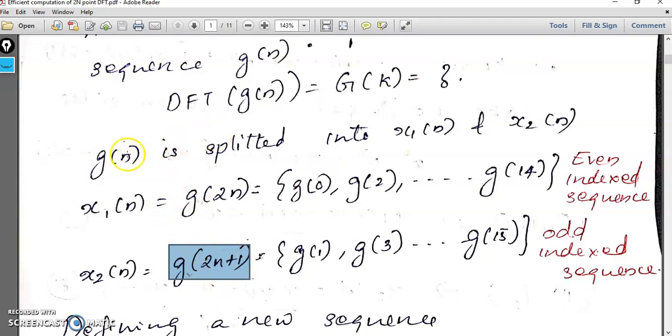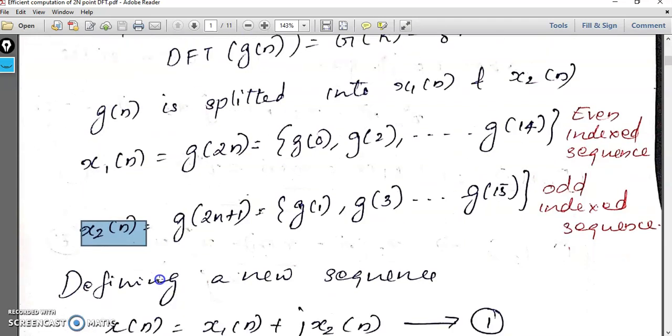So g of n, whose length is 2N, is split into an even sequence and an odd sequence. What will be the length of x1 of n and x2 of n? g of n has a length 2N and we take the even indexed values, so x1 of n has a length of capital N only. x2 of n also has a length of capital N. g of n is 2N but x1 of n and x2 of n have a length of capital N.